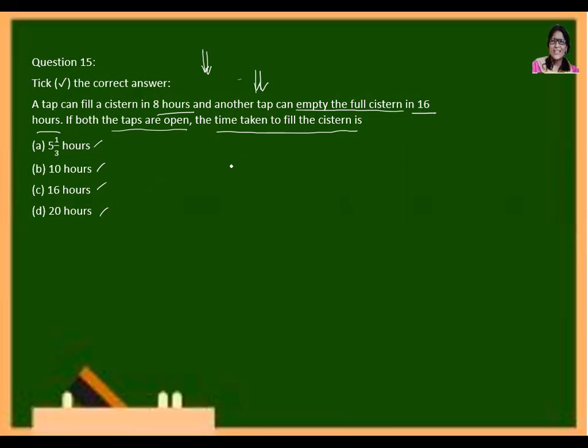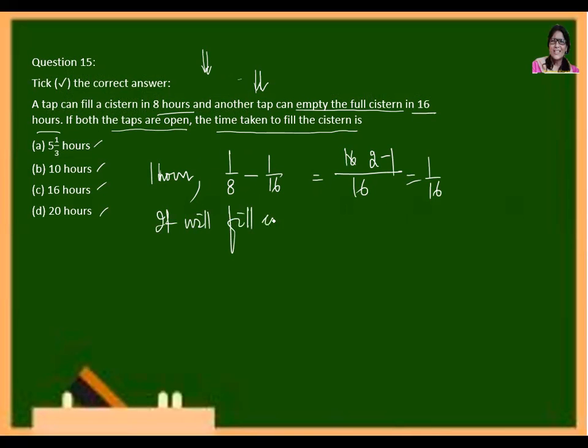So in 1 hour, water is coming 1 by 8 of the tank and it is emptied how much? 1 by 16. So in 1 hour, water is how much? 16 is the LCM. 16 divided by 8, 2 minus 1. That will be 1 by 16. So it will fill in 16 hours. For MCQ, no need of writing all the statements. Whenever you can manage, you can write.